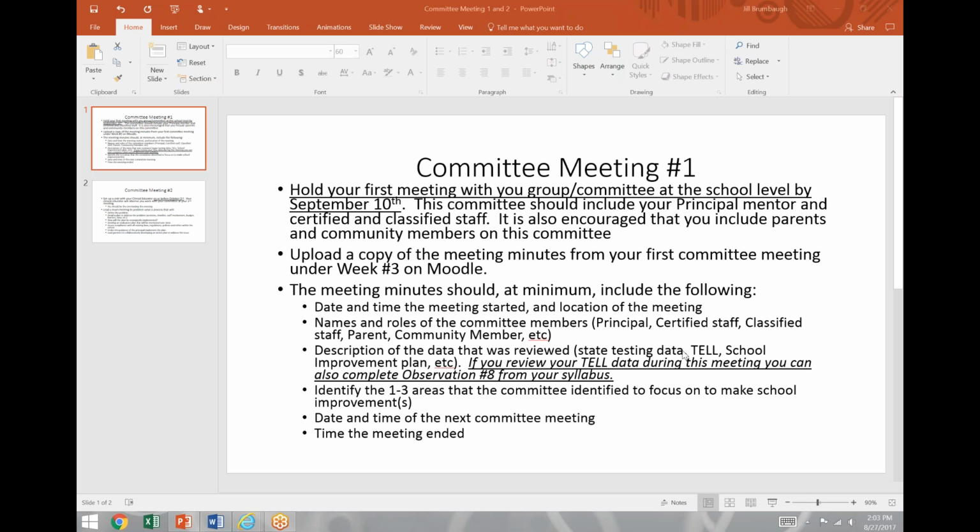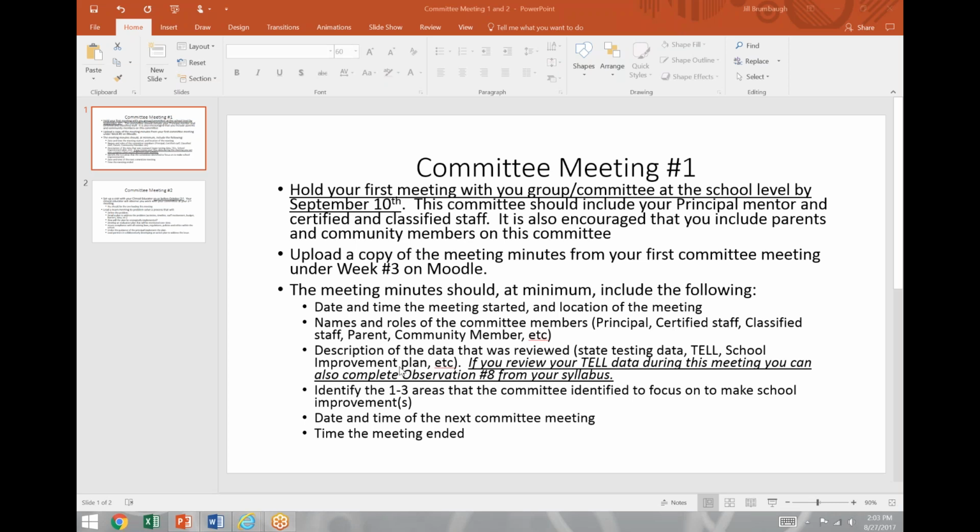During meeting number 1 with your committee, you should at minimum include the following. In the minutes, make sure and tell me the date and time and location of where you had that meeting. Tell me of everyone who's in the committee, their name, their role. Third thing in your minutes: you should have done this during the meeting, but describe in the minutes the data that you reviewed.